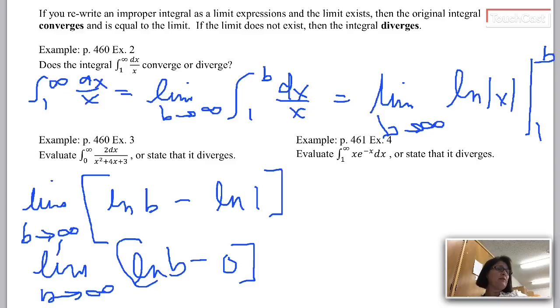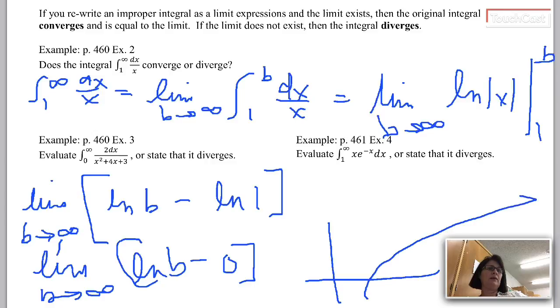And now I have to ask myself this question. What is the limit as b goes to infinity of the natural log of b? There are lots of ways to think about this. I like to think back to my function booklet and think of the natural log function. As the input tends toward infinity, what does the output tend toward?